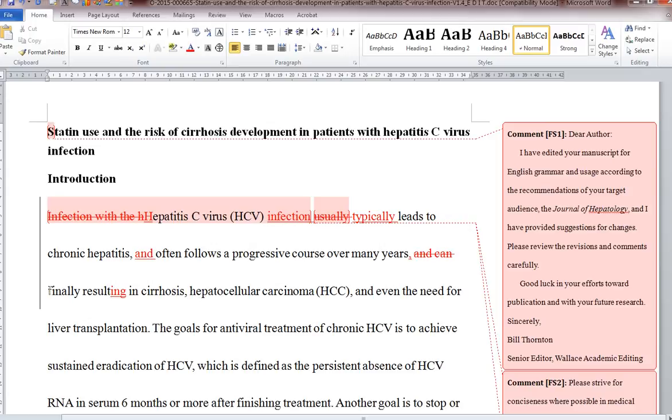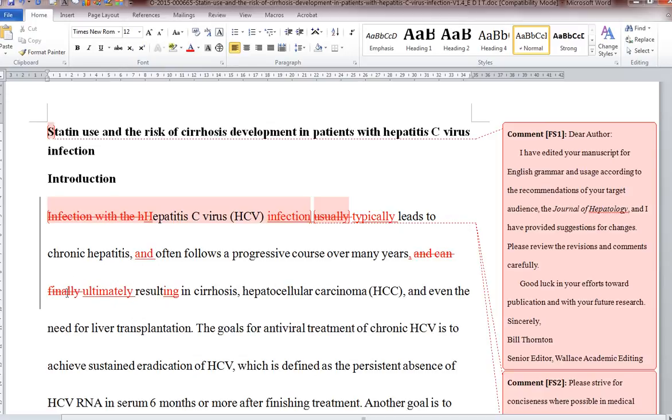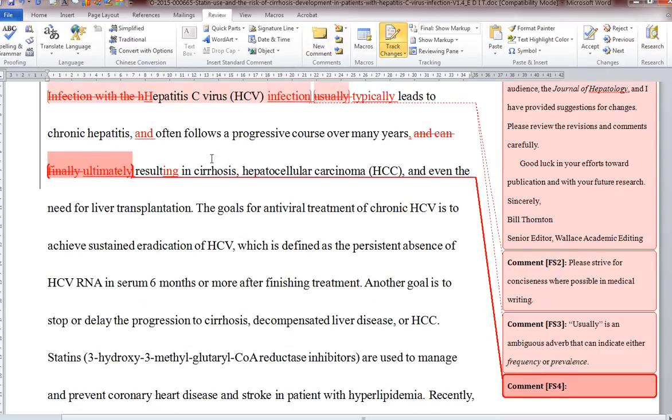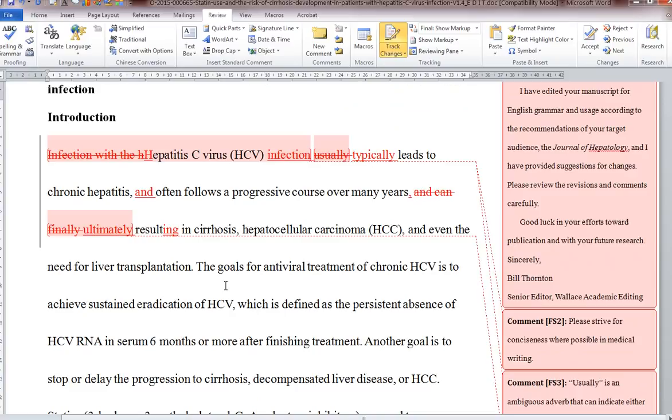And I have a problem with using finally. I think ultimately would fit better there. And I'm going to explain this to the author briefly. I don't want to explain too much, give the author a lot to read, but the author deserves an explanation. And I could move forward and explain more about ultimately, but I think in this instance, ultimately would be more appropriate.